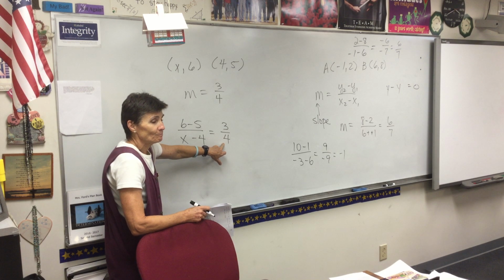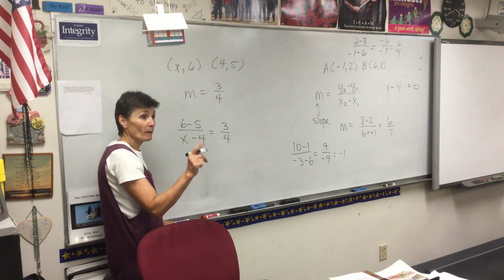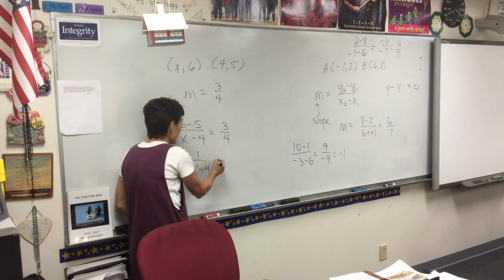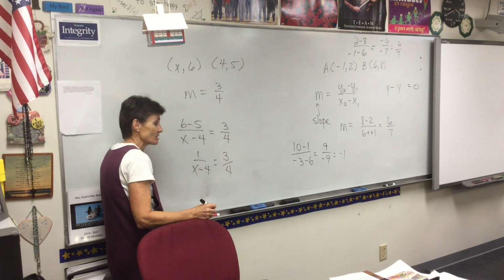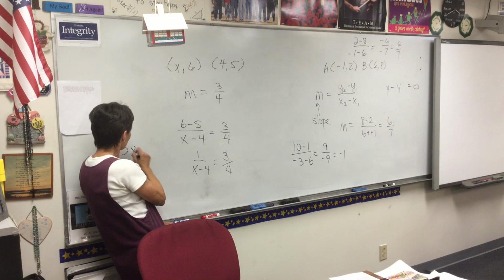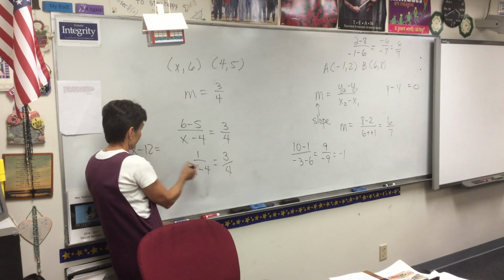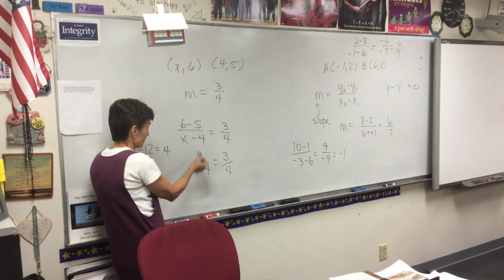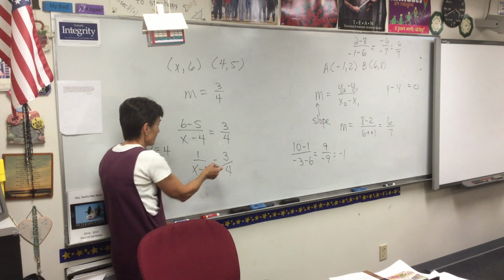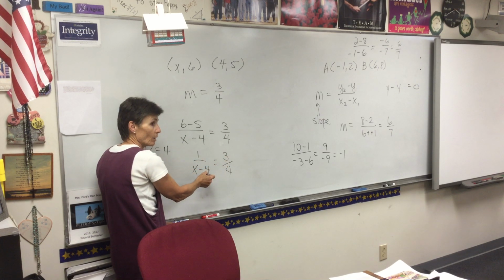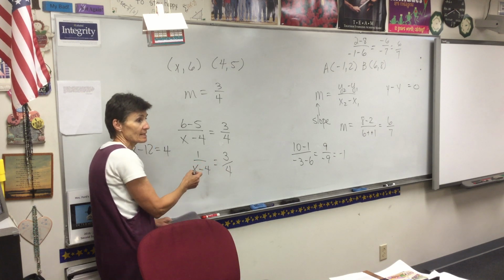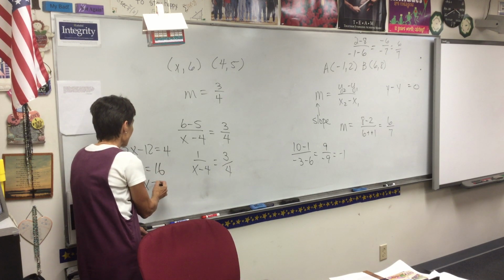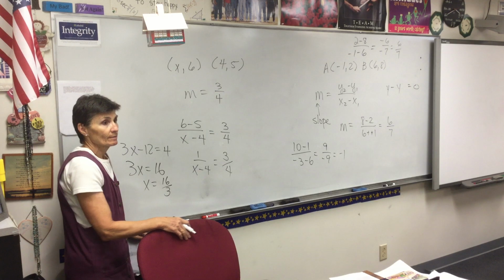All right, you got it? Now, we're going to cross multiply. I would probably simplify that first. I would probably make that 1 over x minus 4, and then, yes indeed, I would cross multiply. So 3x minus 12. She subtracted the 6 and the 5. Now I'm cross multiplying. So 3 times x, 3 times 4, and 4 times 1. That's how we solve a proportion. So 3x equals 16 and x equals 16/3.